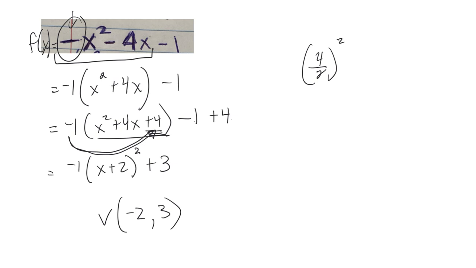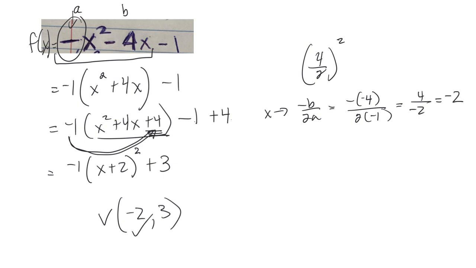Let's do it using the vertex formula too. So to get the x coordinate, you go minus b over 2a, or minus something over 2 times something. B, and I'm going right back to here. A is -1, b is -4. So it's -4 over 2 times -1. So this will be +4 over -2. If I divide those, I get -2. Same.